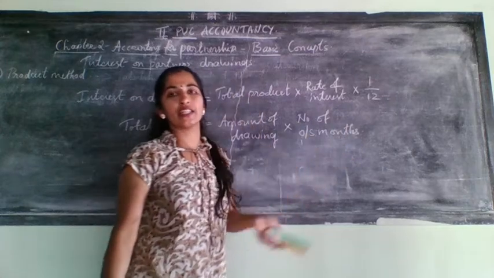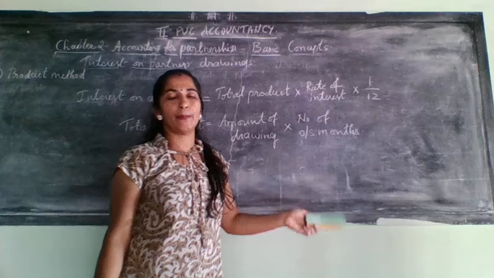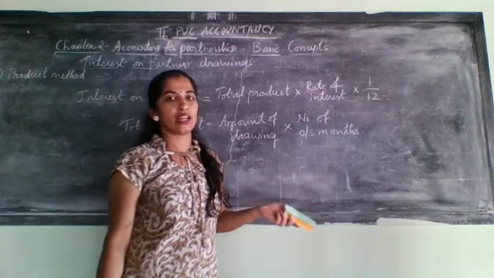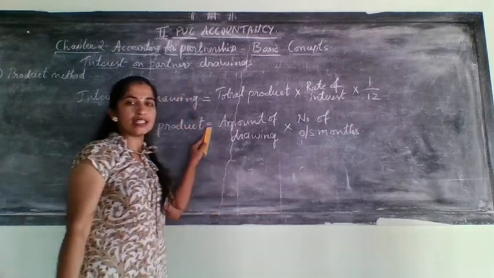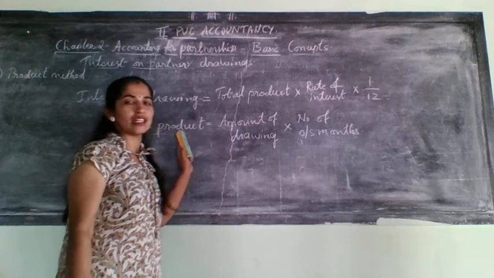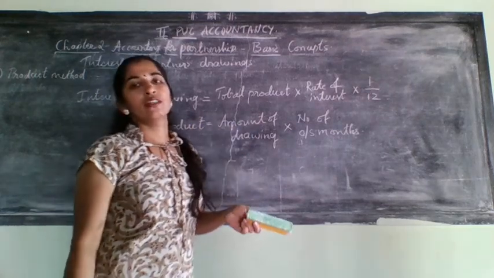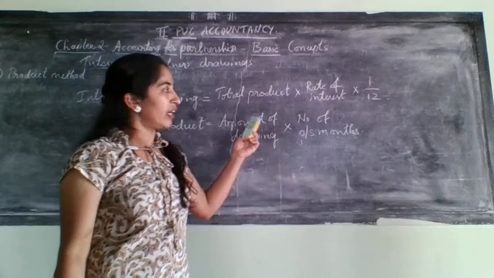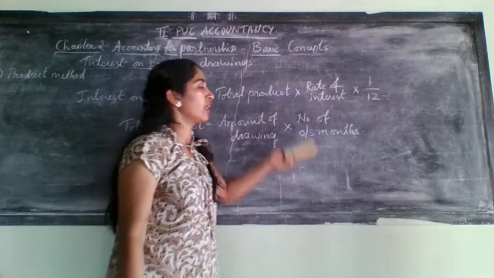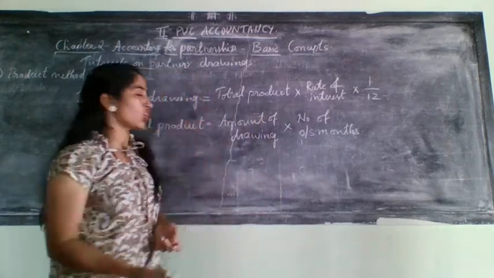When you do like this, you will get the interest on drawing of that partner, whatever they have given in the problem. That partner's interest on drawing is calculated. Okay, so to understand this, we will solve one problem so that you can easily follow. The same method will be followed like the direct method. First we will put the columns box, and in that we will find out the total product. After getting the total product, we will apply this formula and we will find out interest on drawing.